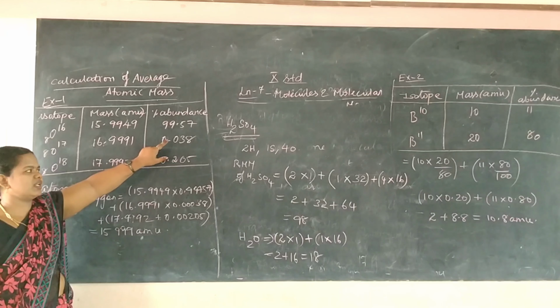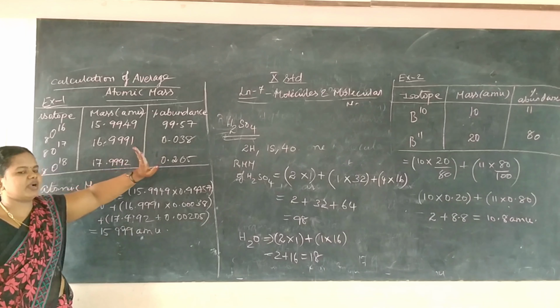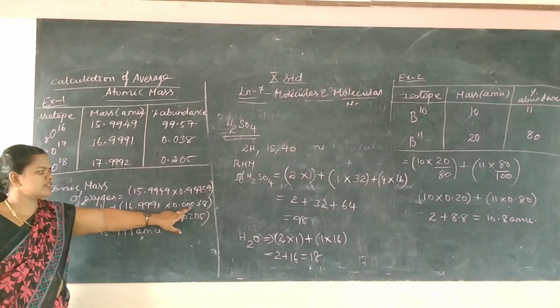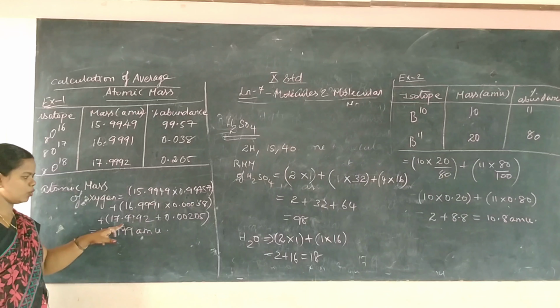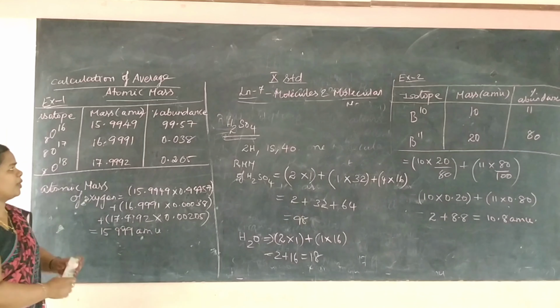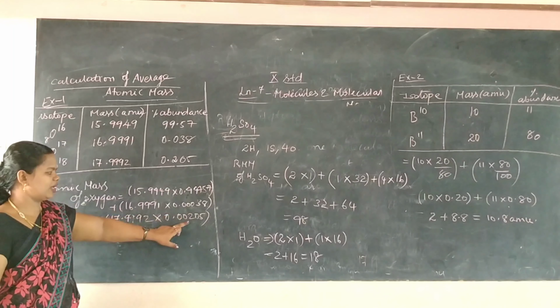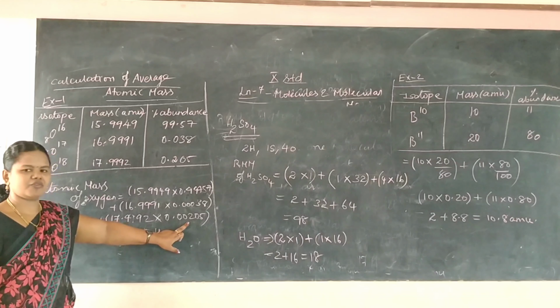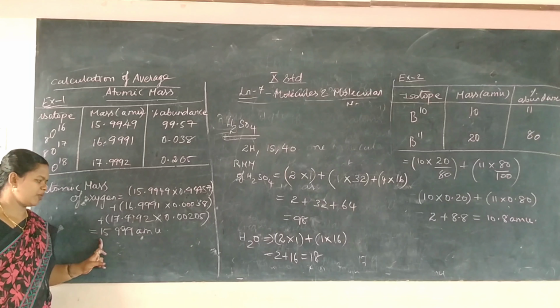I told you that this percentage abundance must be converted into fractional abundance, that is, you have to divide by 100. So it will give 0.0038. Then the mass of the third isotope into the percentage abundance of the third isotope, divided by 100, will give 0.00205. When we simplify, we will get 15.999 atomic mass unit.